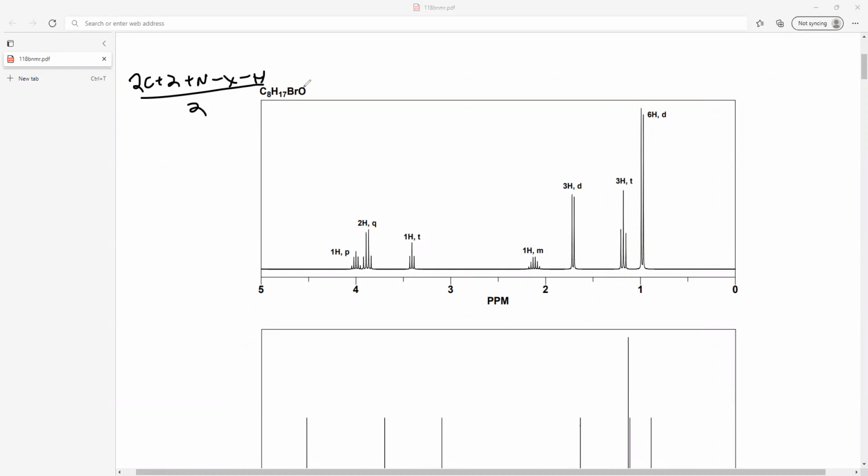No, sorry. 18 minus 1 is 17. Sorry, let's do that over again. Sorry, I'm really bad at math. 2 times 8 is 16. Plus 2 is 18. 18 plus 0, 18. And then 18 minus 1 for bromide. So that's 17. And then 17 minus 17 hydrogens, that's going to be 0. I apologize, I'm really bad at math. I hope I didn't confuse anyone with that. But the answer here should be 0 degrees. So there's no unsaturation whatsoever in this molecule.